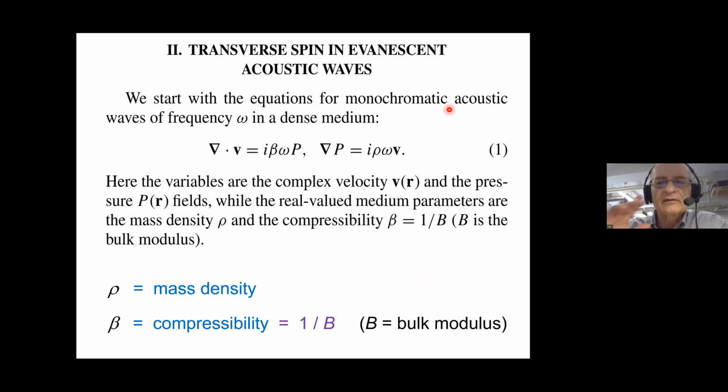But let's start with a simpler case first. Frequency omega in a dense medium. So you can get divergence gives the pressure, and the gradient gives you the velocity. The variables are the complex velocity and the pressure fields. The real value medium parameters are the mass density and the compressibility, beta, which is the inverse of the bulk modulus.